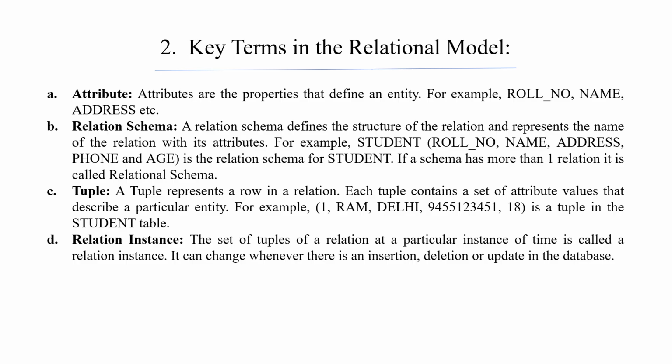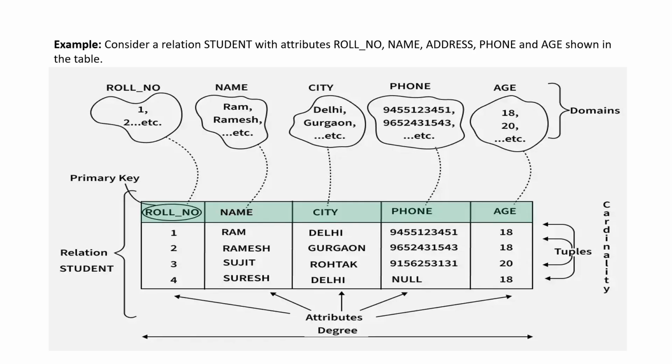Now the third one is tuple. A tuple is also called a row or record. It represents a row in a relation. Considering this example, here 1, Ramesh, Delhi, his phone number and age is one tuple. Like that, it consists of 4 different tuples.